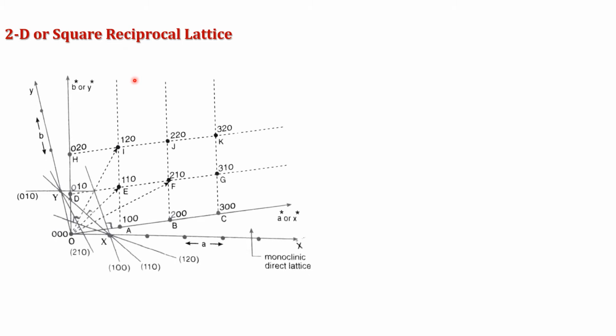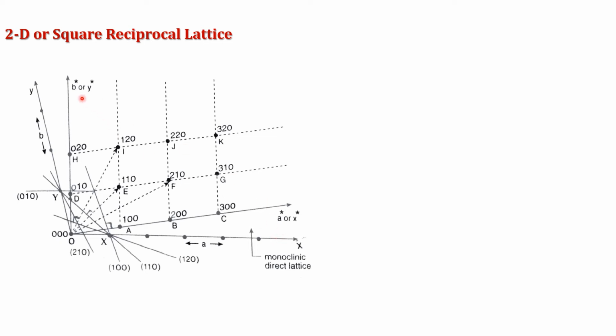Here we discuss the two-dimensional or square reciprocal lattice. For this, we choose a monoclinic lattice in which all lattice planes are perpendicular to the plane of paper and parallel to the z-axis. In this figure, we are only considering the normals to the direct lattice planes, shown by A star and B star, or X star and Y star axis.